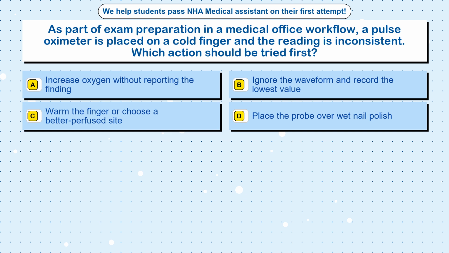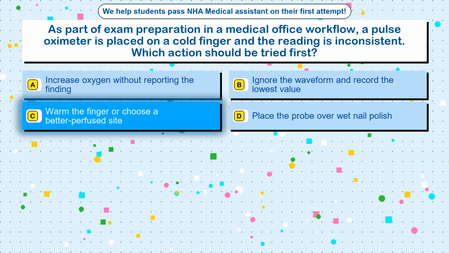Question 91. As part of exam preparation in a medical office workflow, a pulse oximeter is placed on a cold finger and the reading is inconsistent. Which action should be tried first? Option A, increase oxygen without reporting the finding. Option B, ignore the waveform and record the lowest value. Option C, warm the finger or choose a better perfused site. Option D, place the probe over wet nail polish.